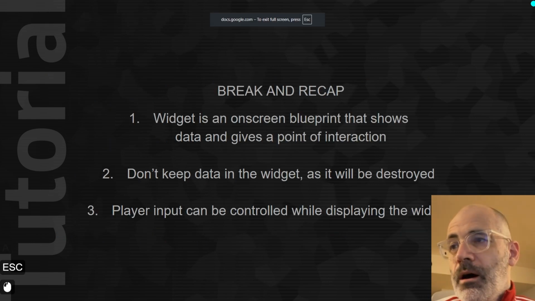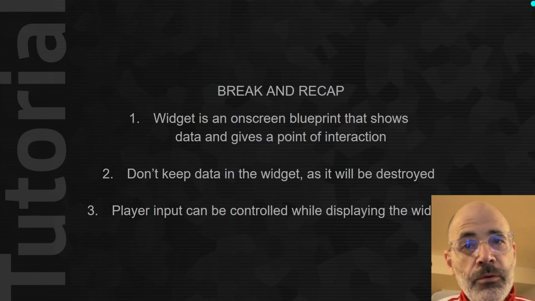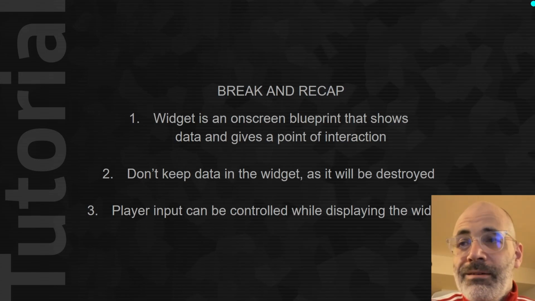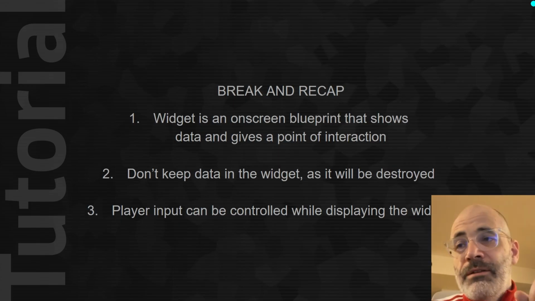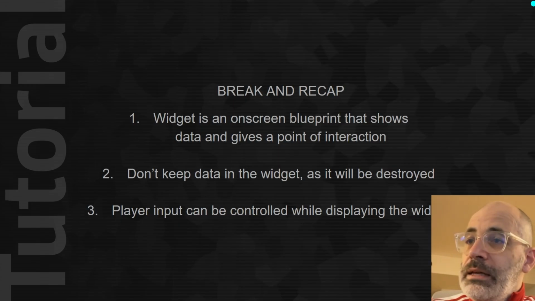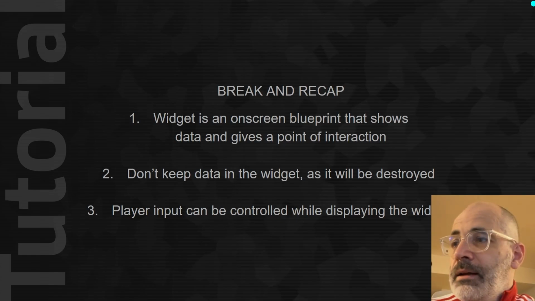So to recap, our widget is an on-screen blueprint that shows data and gives a point of interaction. It can give you information about the game. It can read variables on the player, like how many coins they've got or what the hit points are. It can display that. There's all kinds of great features that are built into the game already. You can find them in the palette that we looked at.